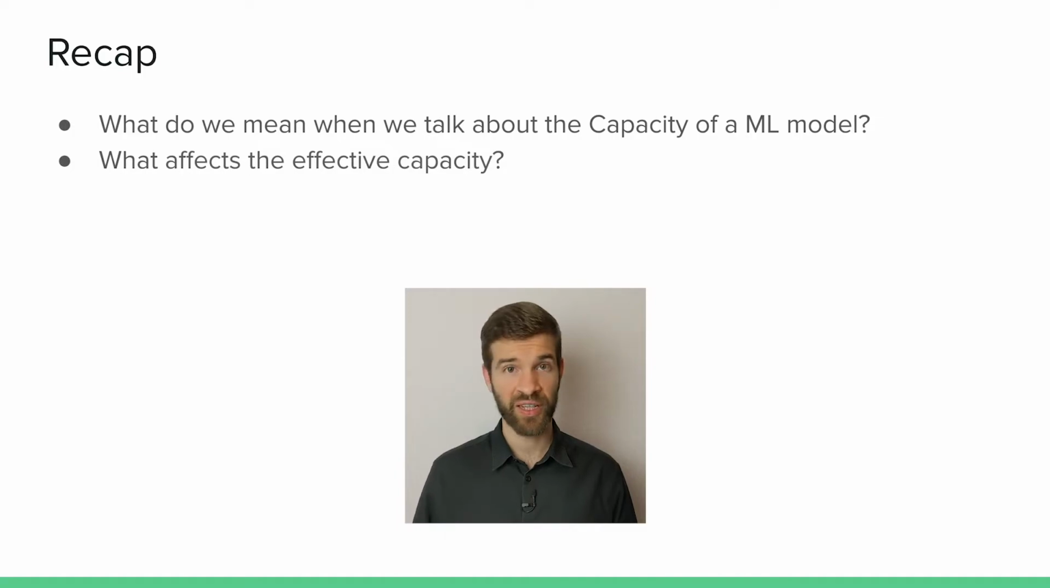What affects the effective capacity? Well, there is a wide range of things that we can do that affect this capacity. Some things that we can change increase the capacity. For example, if we add more neurons to our network, if we add more layers or broaden the input, that would increase the capacity. Some things would decrease the capacity, like introducing regularization, stopping the training early, and some other methods from the family of regularization.